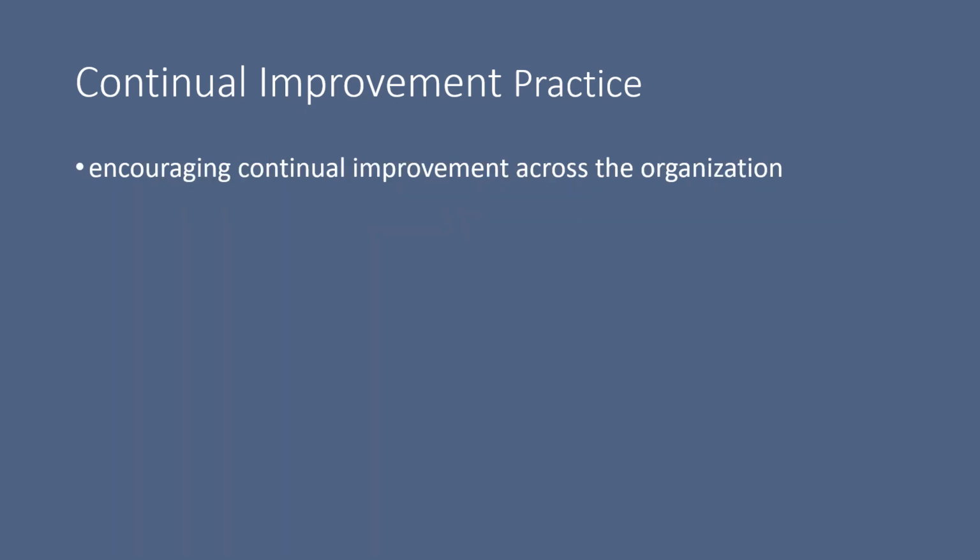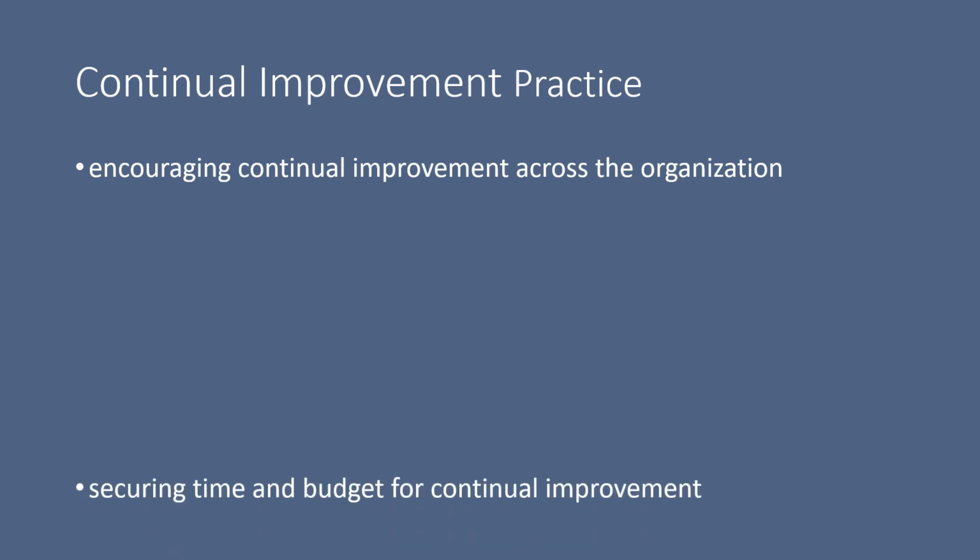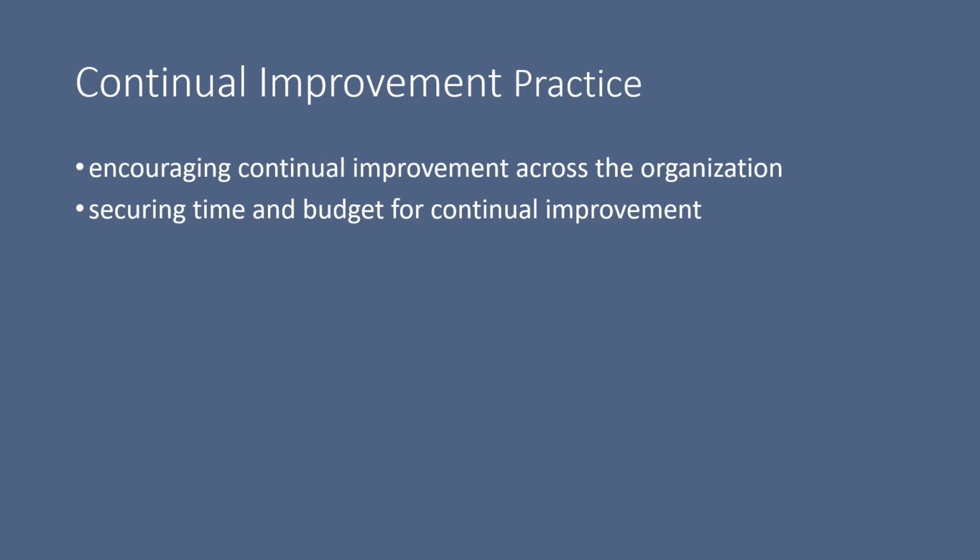The key activities of the continual improvement practice include encouraging continual improvement across the organization. It needs to be embedded and supported top-down. Everyone has a role to play in continual improvement. Securing time and budget for continual improvement. Bigger initiatives will require funding and time to execute them. You also will need to manage continual improvement.